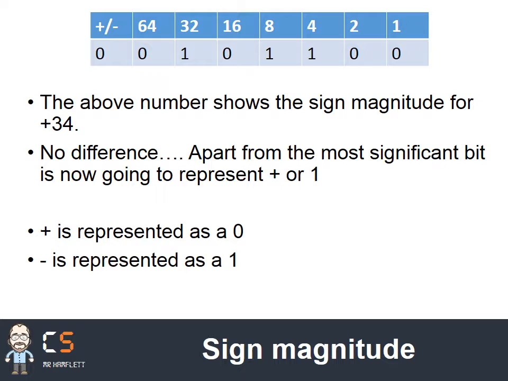Now sign magnitude is almost identical to normal binary, however the bit on the left hand side gets swapped out and replaced with a positive negative bit. In this example we've got the number positive 34. If there's a 0 at the front, then that's a positive number, and if it's a 1 we say it's negative. That is sign magnitude in a nutshell. We just replace the most significant bit with a plus or minus.